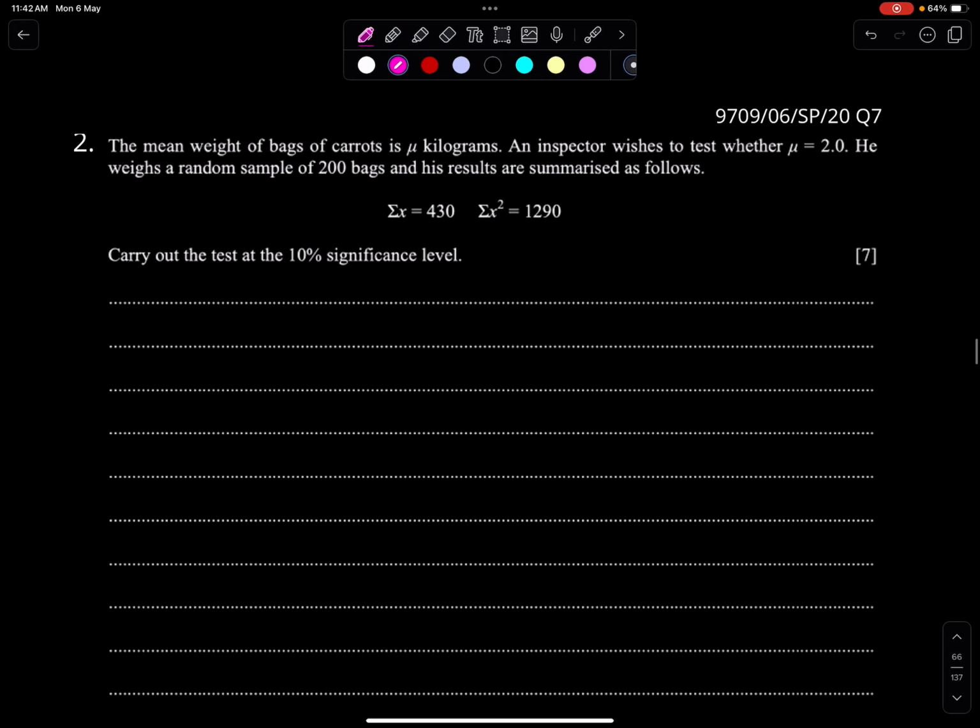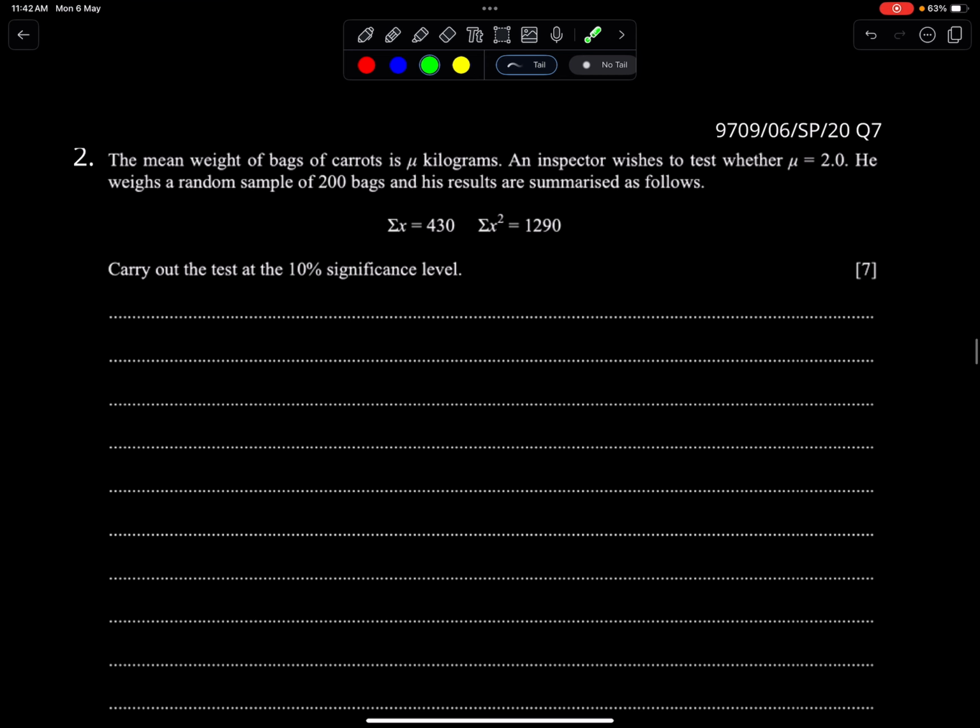Next question. This question is from specimen 20, paper 6, question 7. The mean weight of bags of carrots is mu kilograms. An inspector wishes to test whether mu is 2.0. This means whether mu is 2.0 or not. So this is H1 and this is H0. And this is a two-tail test. He weighs a random sample of 200 bags and he got these results.